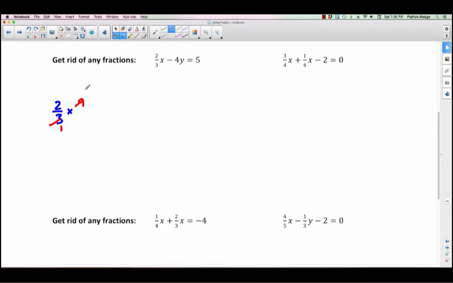Ninja slice, 1 and 3. 2 times 3 is 6. In fact, any multiple of 3, any multiple of the denominator works. So this takes us to our strategy for how to get rid of fractions.